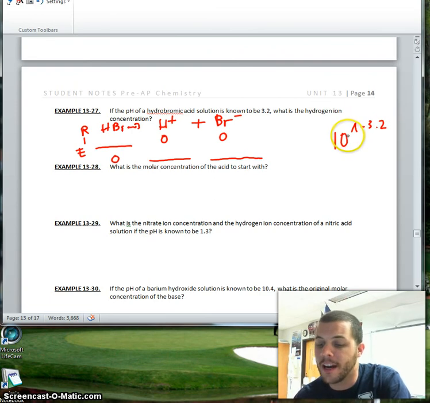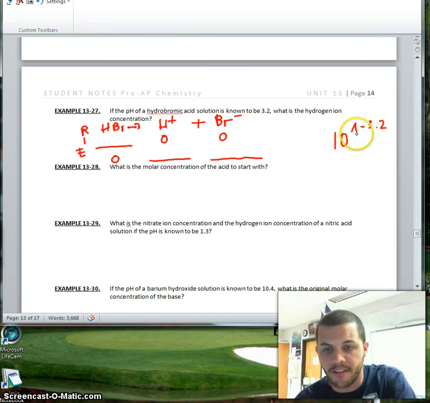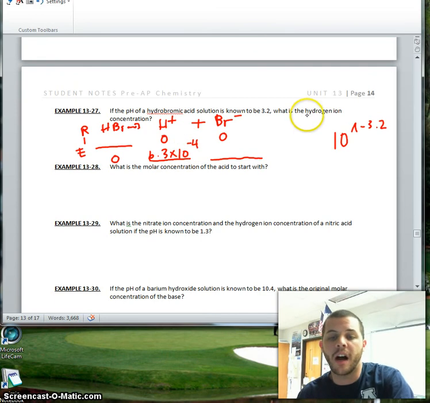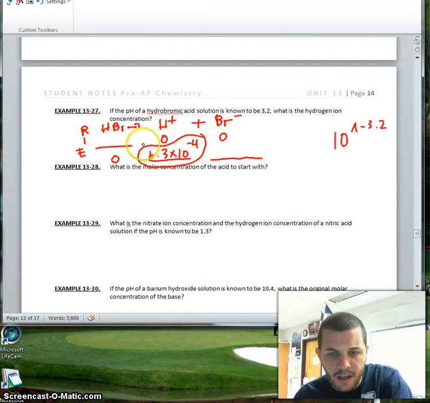When I plug that into my calculator, I get that my hydrogen ion concentration is 6.3 times 10 to the negative 4. Well, guess what? Hydrogen ion concentration is right here, 6.3 times 10 to the negative 4. So this isn't necessarily the pH of the hydrobromic acid solution, but if I want to go back to this, I know that this is a 1 to 1 to 1 ratio, so therefore this is going to be the answer to this blank as well.